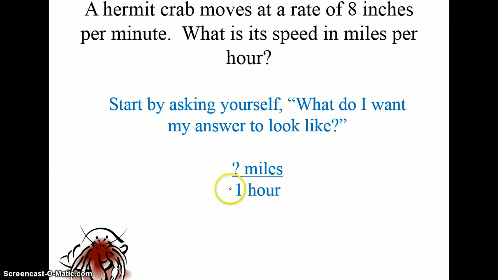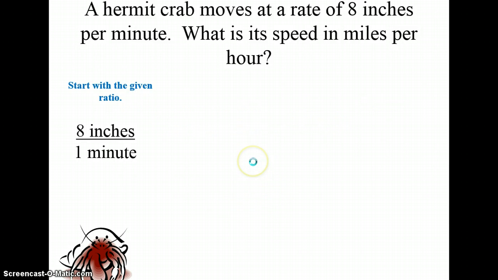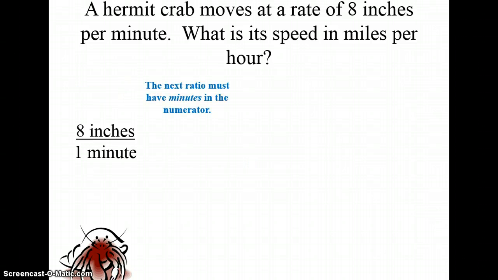Now notice in all of these, I have 1 in the denominator. So in all of these problems, I'm actually looking for a unit rate. So I'm going to start with my given ratio, 8 inches in 1 minute. Since I've got minutes in the denominator, I need to somehow get minutes in the numerator. Well, I know that there are 60 minutes in 1 hour. Now I'm just using all of these conversions that I already am familiar with from years and years of math.